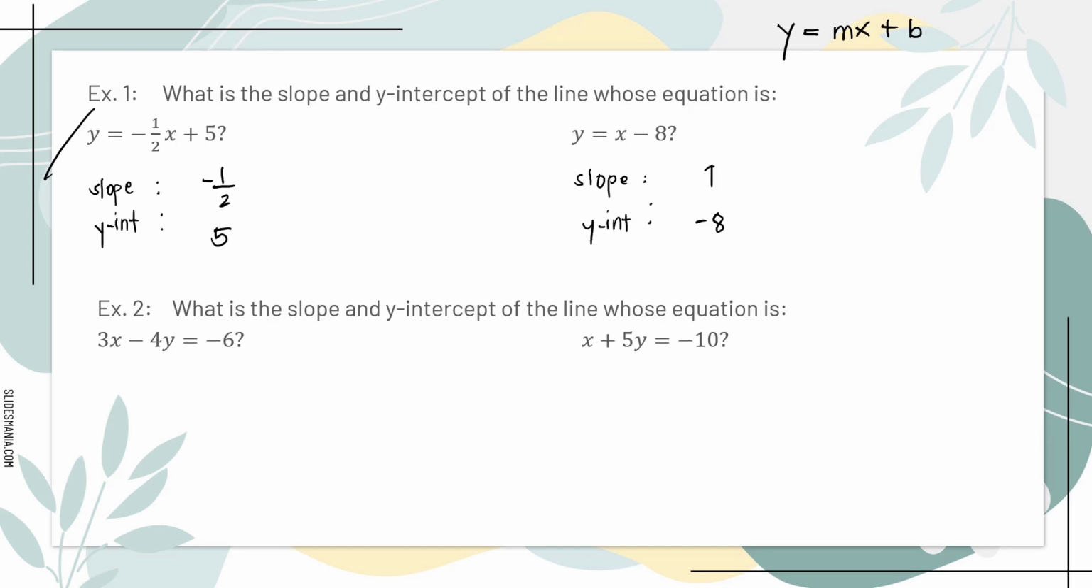Next, example number 2. What is the slope and y-intercept of the line whose equation is 3x minus 4y is equal to negative 6 and x plus 5y is equal to negative 10?